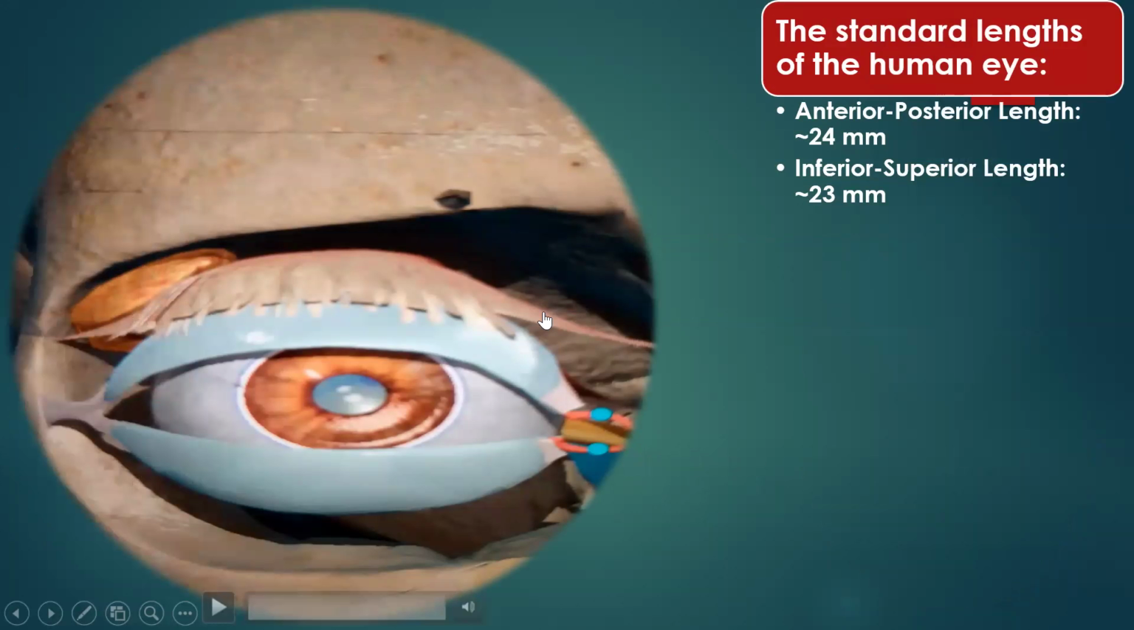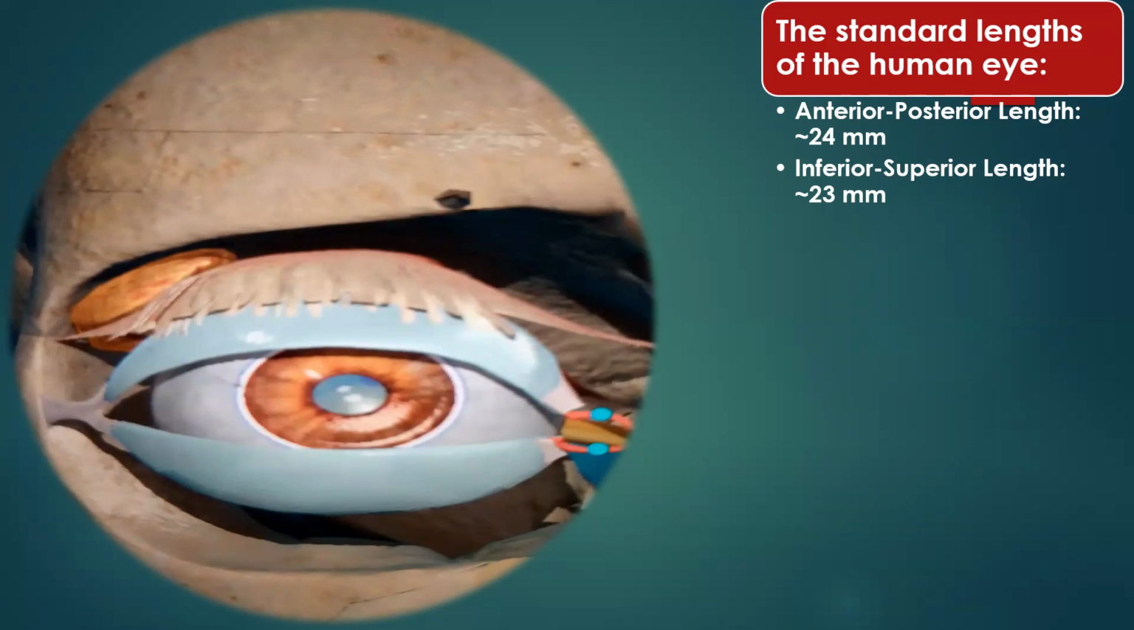Now, the standard length of the eye, that is the measurements of the eye. The anterior posterior length, that is when you measure the eye from the front to the back part of the eye, measures around 24 millimeters. And the inferior superior length, that is when you measure from the floor of the eye to the upper part, measures around 23 millimeters.